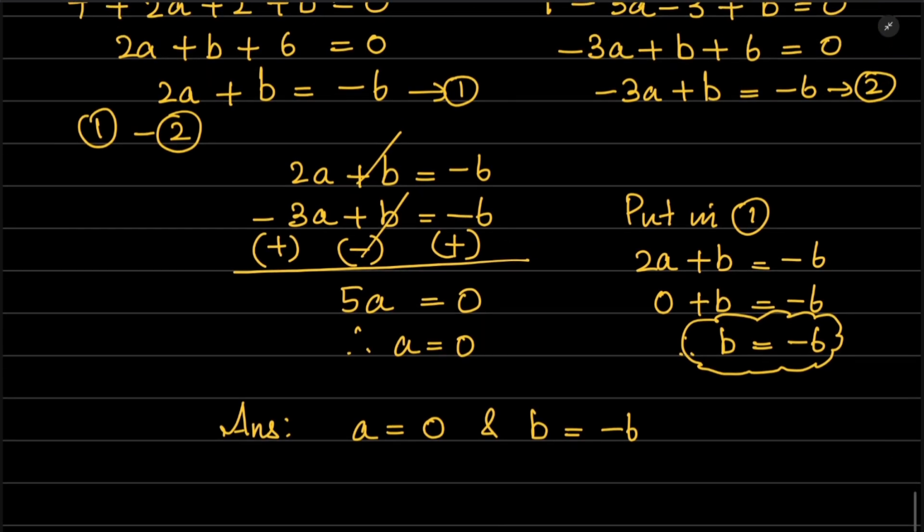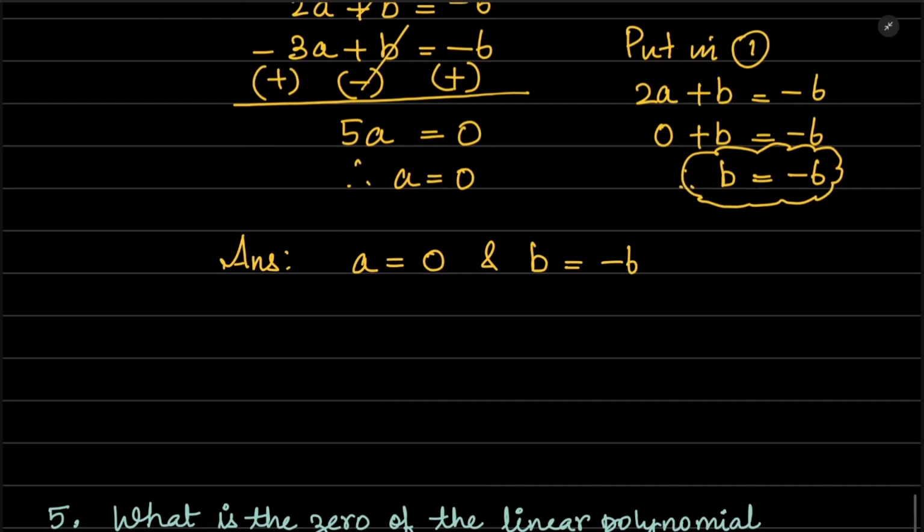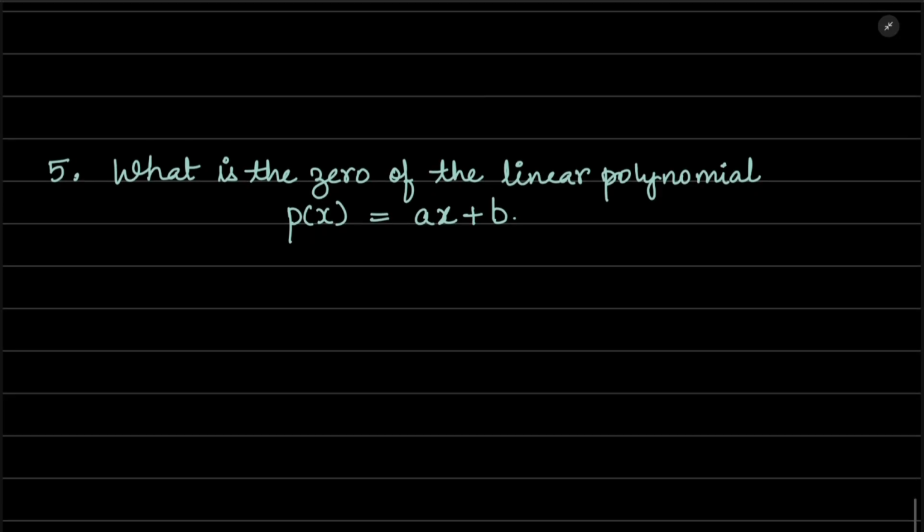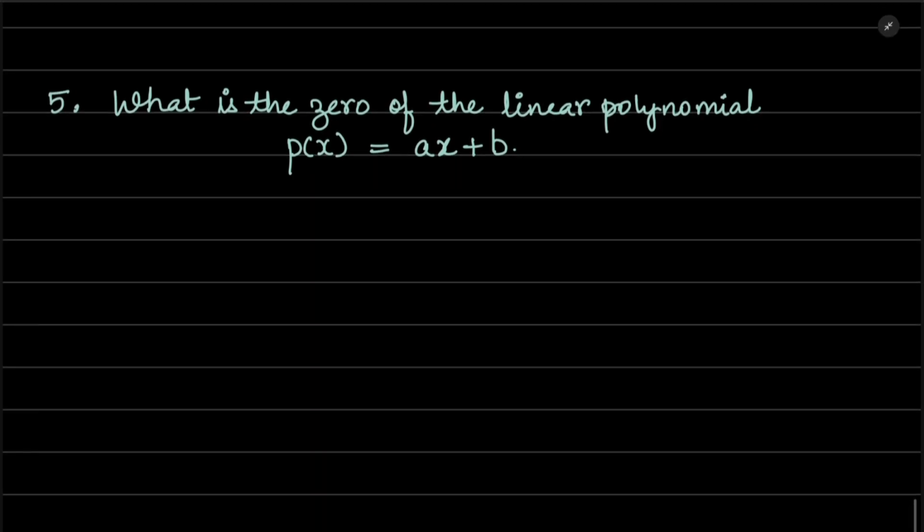A very easy question. Now let us move on to the next one. What is the 0 of a linear polynomial? P of x equal to ax plus b. What you are given is a standard form of a linear polynomial. So P of x is nothing but ax plus b. Let k be the 0 of the polynomial.